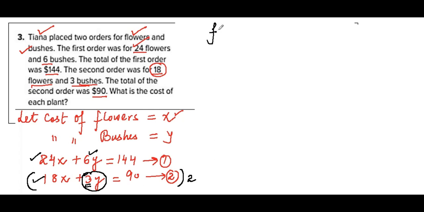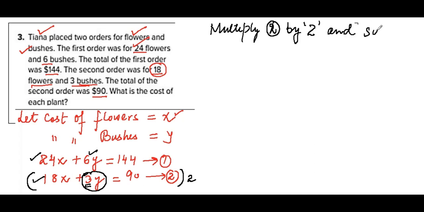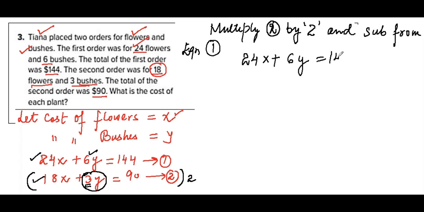multiply equation 1, sorry, equation 2 by 2, and subtract from equation 1. So equation 1 will remain the same, 24x plus 6y is equal to 144 will remain the same.